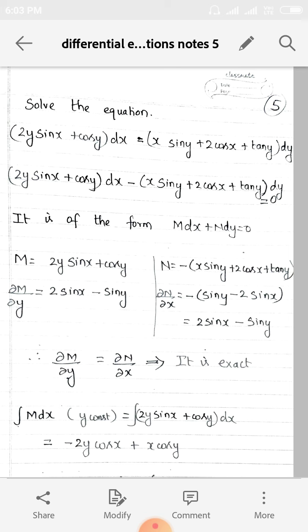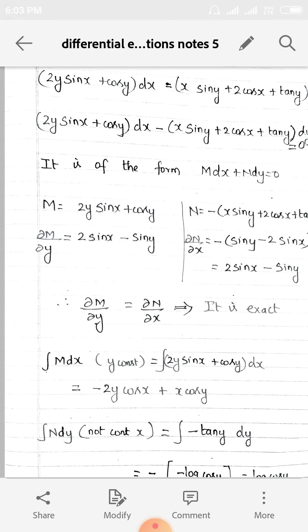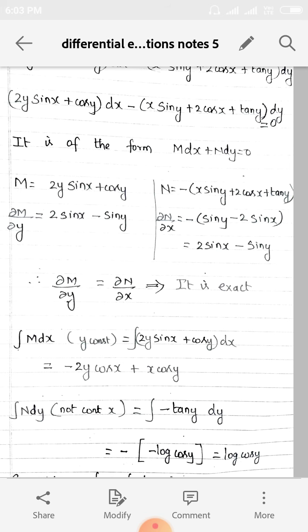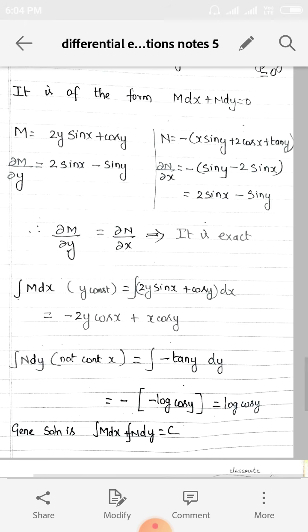First write the given equation in the standard form, that is (2y sin x plus cos y) dx minus (x sin y plus 2 cos x plus tan y) dy is equal to 0. This is of the form M dx plus N dy. Just take M is nothing but 2y sin x plus cos y and N is equal to minus of (x sin y plus 2 cos x plus tan y). Next, dou M by dou y is nothing but 2 sin x minus sin y. Dou N by dou x is nothing but minus of (sin y minus 2 sin x), which is nothing but 2 sin x minus sin y.